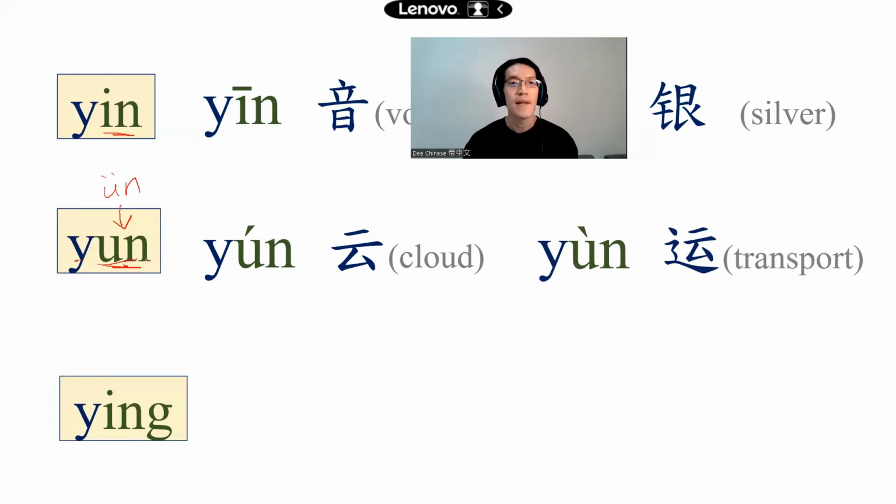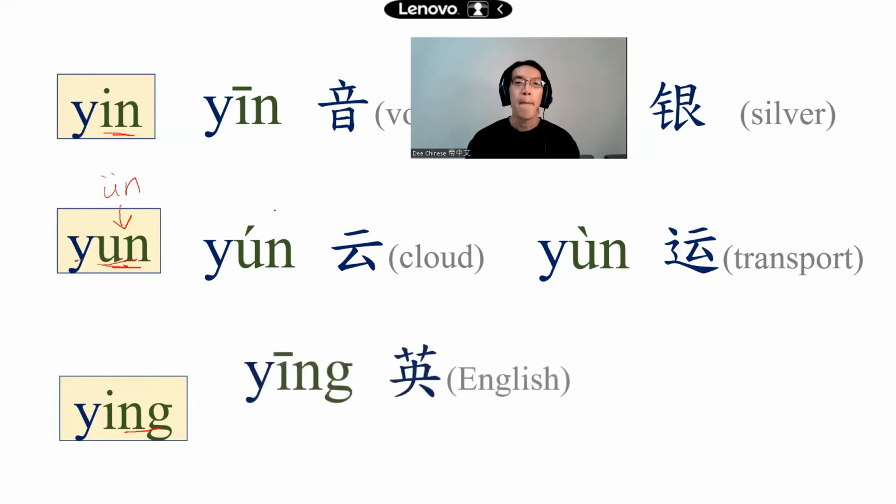And the next one, when Y is combined with ing, use the root of your tongue to pronounce this final sound. Y combined with ing is, of course, ying. Let's take a look at the first example. Ying means English. We use this character to refer to English.